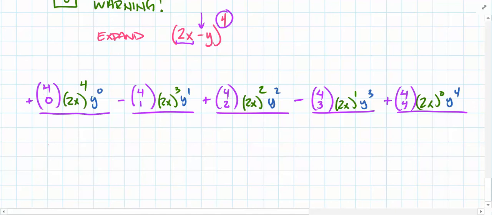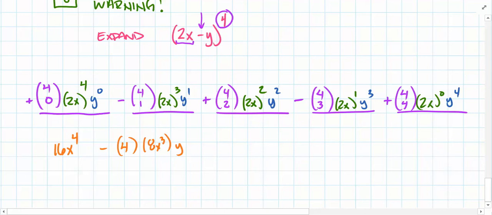4 choose 0 is 1, but then 2x to the 4th gives you a 16x to the 4th. Y to the 0, of course, is just 1. Then we have minus. 4 choose 1 is 4 times 2x to the 3rd, which is going to be an 8x to the 3rd times a y.